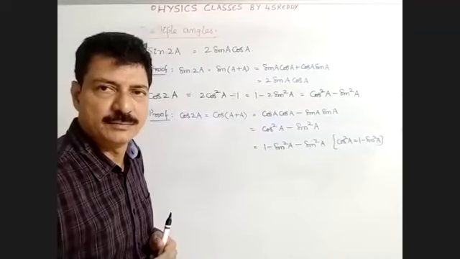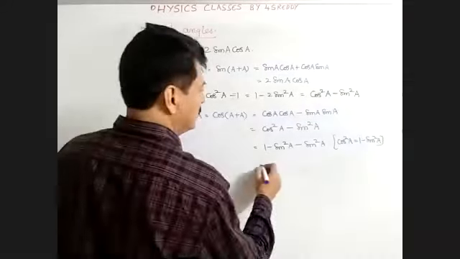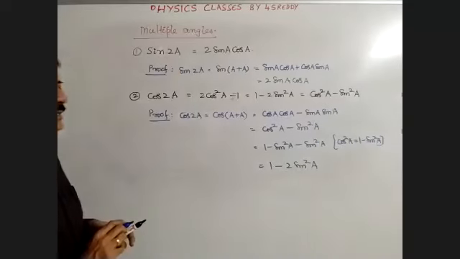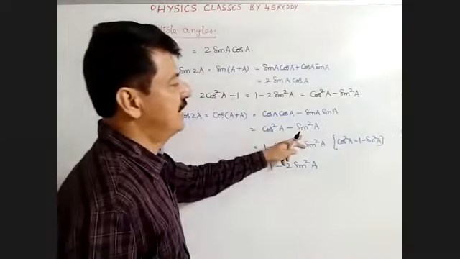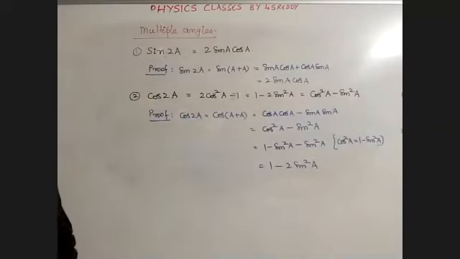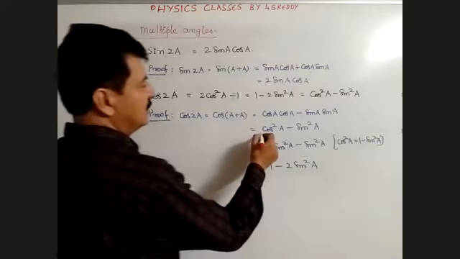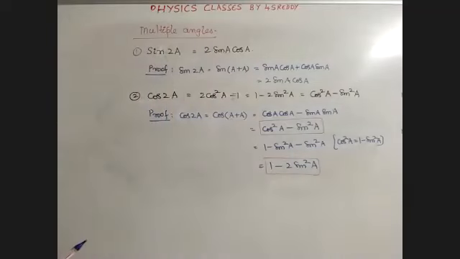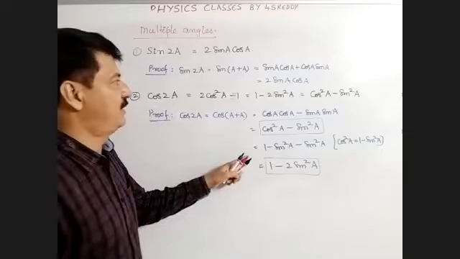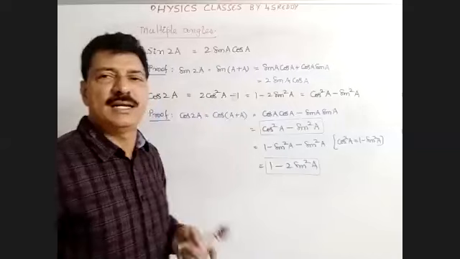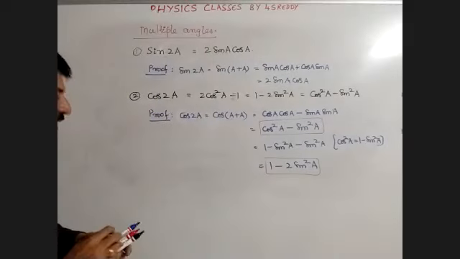Am I right? Therefore, this becomes 1 minus 2 sin square A. Or otherwise, if you write sin square A, you can get 2 cos square A minus 1. Are you able to follow? This is how we are using cos 2A. So if you forget it by mistake, and you know the compound addition formula, then also we can write it using this relation.